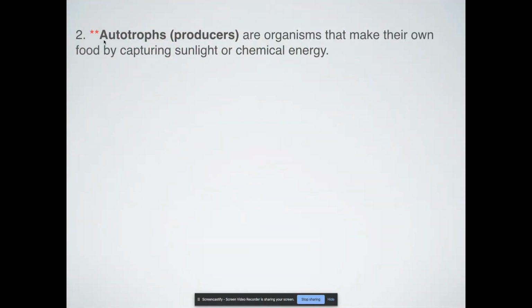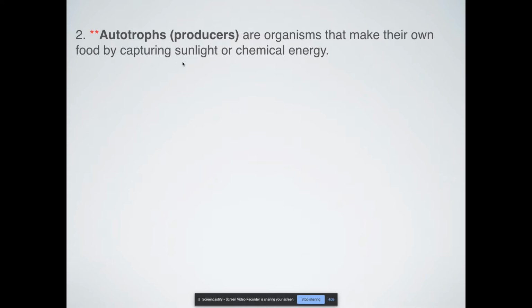Now, opposite of a heterotroph, autotrophs. Autotrophs are producers, right? So auto means self. So autotroph means self-feeding or self-feeder, right? And so those are organisms that make their own food by capturing sunlight or chemical energy. A lot of times people forget that there are bacteria at the bottom of the ocean in these hydrothermal vents that are chemosynthetic, which means they use chemicals to make their energy, and they don't get their energy actually from the sun. But most autotrophs, most producers, are plants.